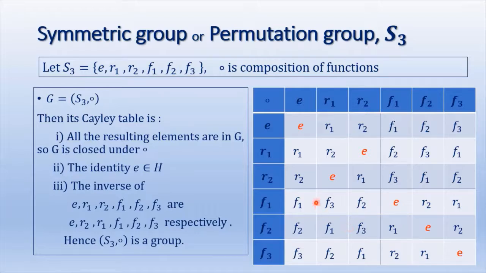We may note that this is an example of a non-abelian group. Here when you are multiplying R1 into F1, in this row, this value, you are having F2. R1 F1 is F2, but when you multiply F1 R1 you get F3. So these two are not equal.